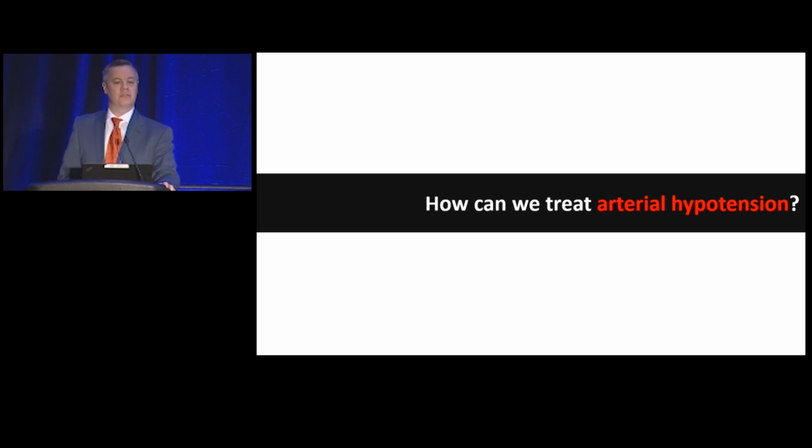But if the problem is related to the arterial system, we have to change the arterial system. We have to use vasopressors. But the most common situation is when we see a problem related to the heart and a problem related to the arterial system. And this is the usual problem at the bedside.